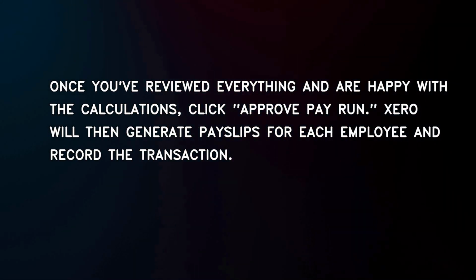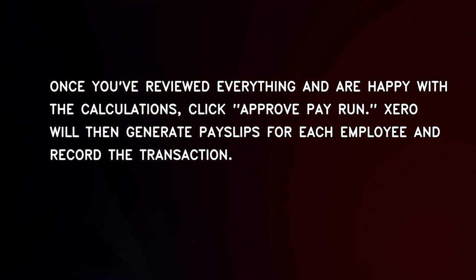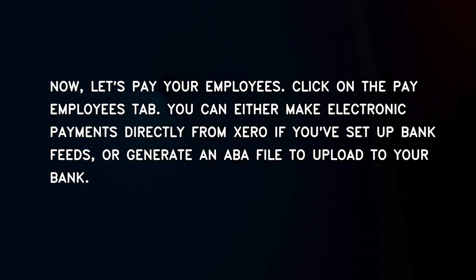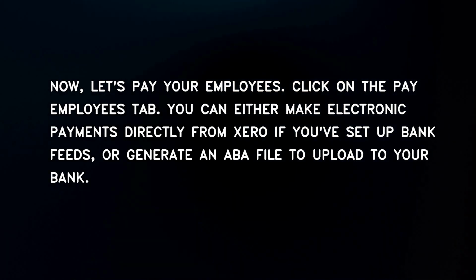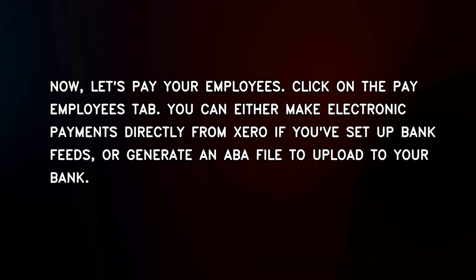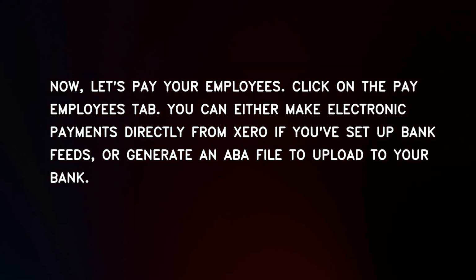Once you've reviewed everything and are happy with the calculations, click Approve Pay Run. Xero will then generate payslips for each employee and record the transaction. Now, let's pay your employees. Click on the Pay Employees tab. You can either make electronic payments directly from Xero if you've set up bank feeds, or generate an ABA file to upload to your bank.